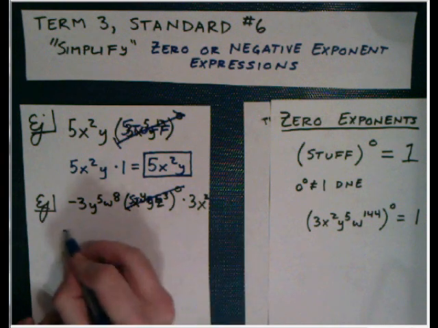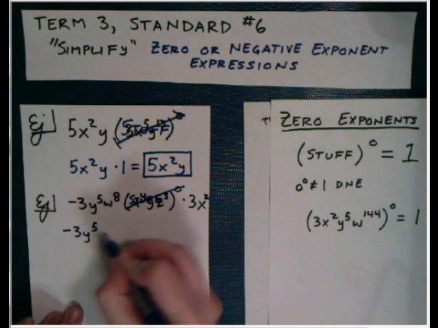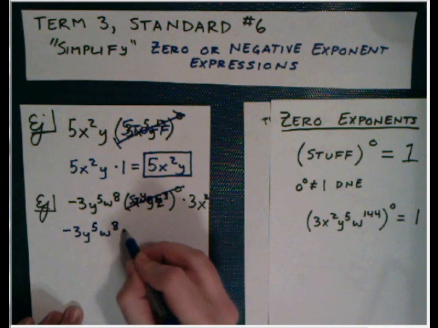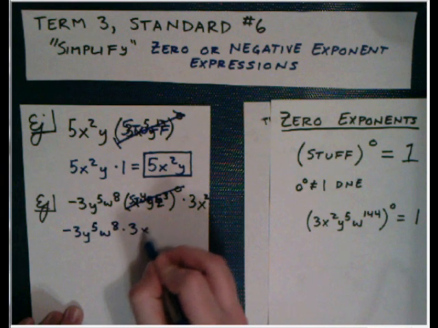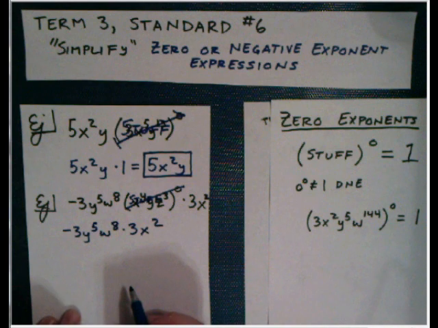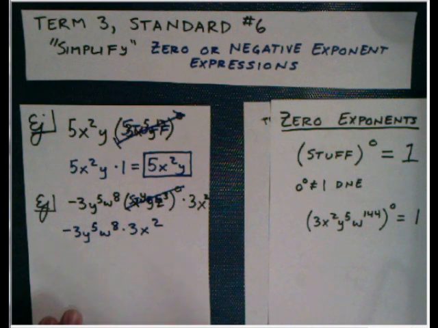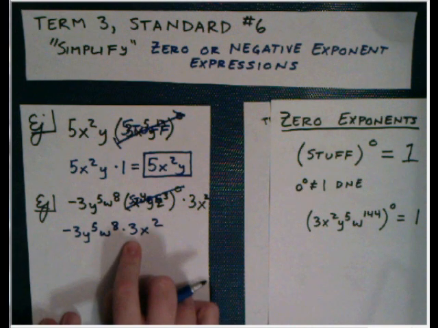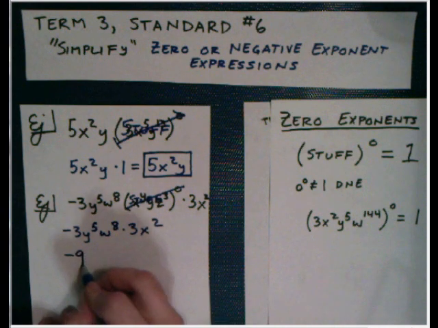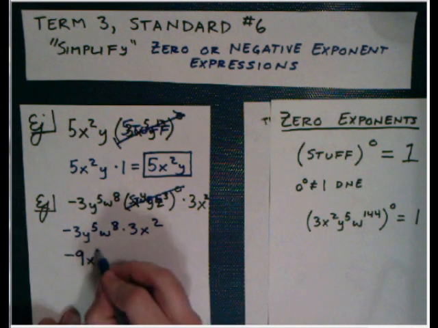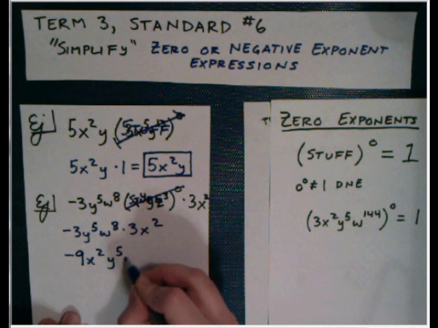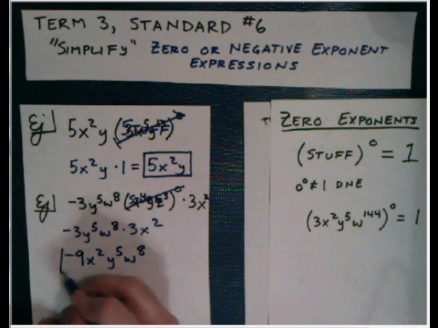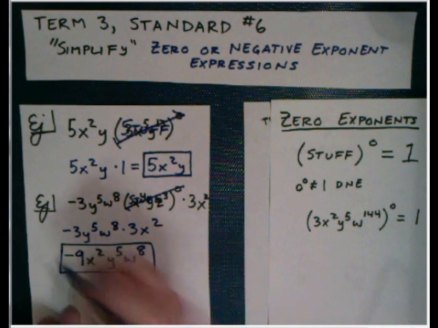So now all I'm left with is negative 3, y to the 5th, w to the 8th, times the stuff hiding over here, 3x squared. And now, just like I would on standard quiz questions, I've just got to take the numbers together and combine them. So negative 3 times 3 is going to be negative 9. I've got an x squared, a y to the 5th, and a w to the 8th. So there is my final answer.